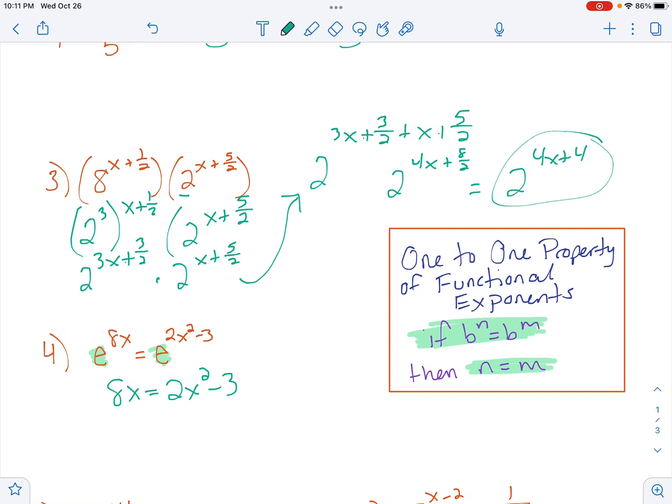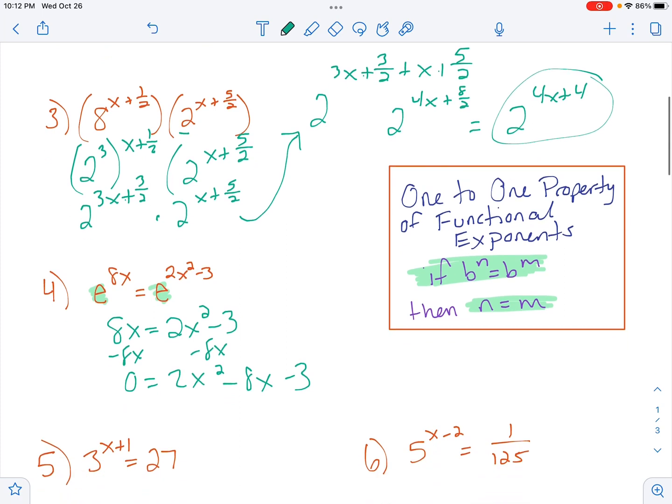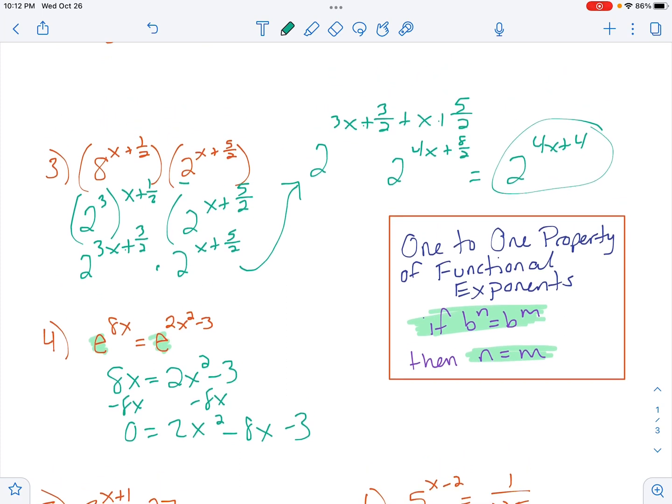Now this one's a quadratic, right? So how do we solve a quadratic? I'm going to subtract my 8x over and put it in standard form. And then what? Well, we're going to have to solve. 2 times 3 is 6. Factors of 6 that add to 8, not going to happen. So I'm going to have to use the quadratic formula or completing the square.